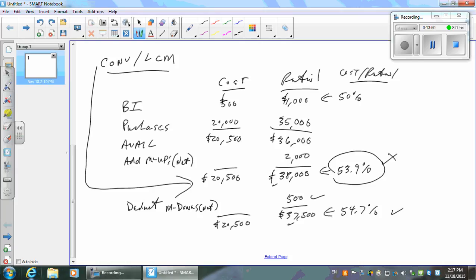They're already deducted if you're using, what do we call this method? Cost, right? If you're using the cost method, it's already deducted. The 500 is already out of there. Don't deduct it twice. But if you're doing the conventional or lower cost or market, you have to remember to take it out to get your ending inventory. It's going to be the same ending inventory either way. That makes sense?